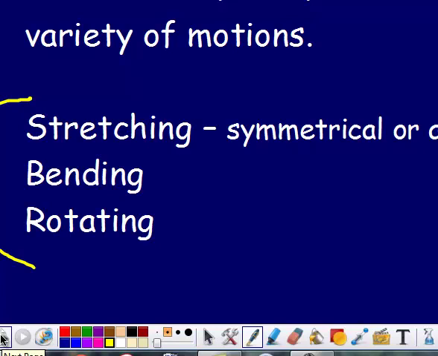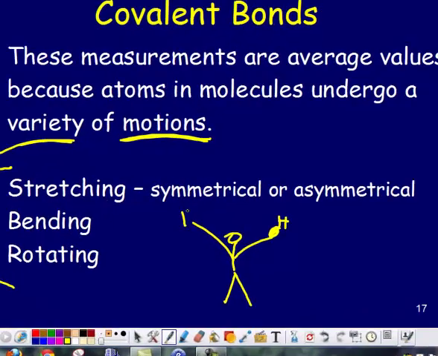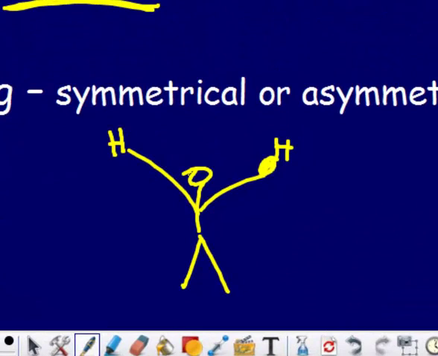But these bond angles, this bond axes idea of the length of it and the angle of it are averages, because these molecules are never just in one place. They're constantly undergoing a variety of motions. Those motions are stretching, bending, and rotating. So in my class you stand up, you put your arms out. These represent your hydrogen atoms, the oxygen represented by your head. Stretching would be you stretch your arms out and bring them back in. You can do it symmetrically, meaning same time, or asymmetrically, one at a time, or opposites.